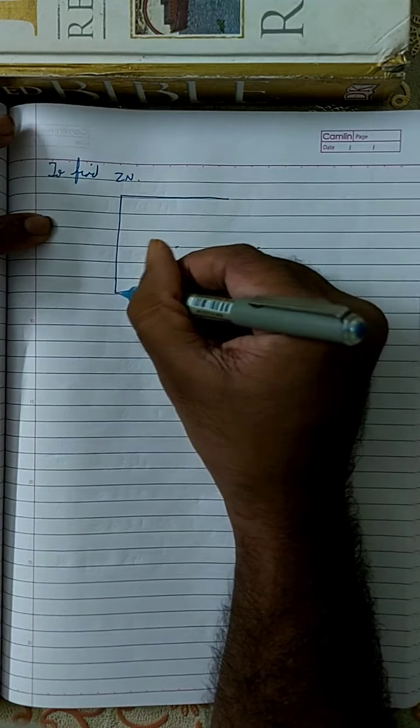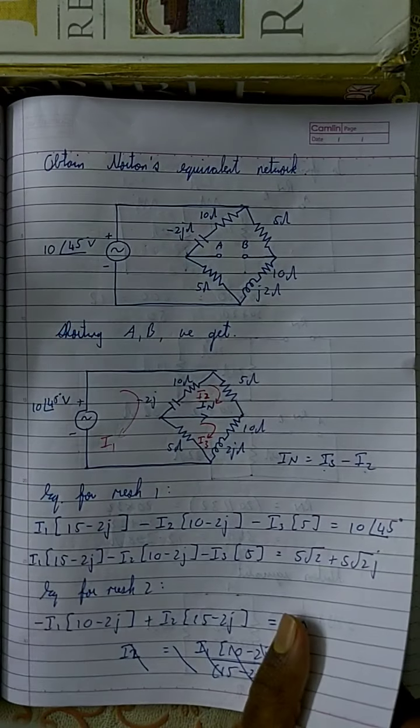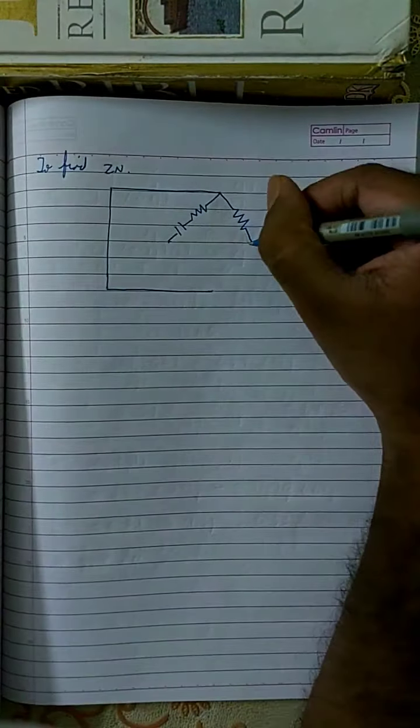So it's a capacitor and a resistor in the first branch. Capacitor and a resistor. In the second branch we have a resistor. In the third branch we have a resistor and an inductor. And in the last branch we have a resistor.